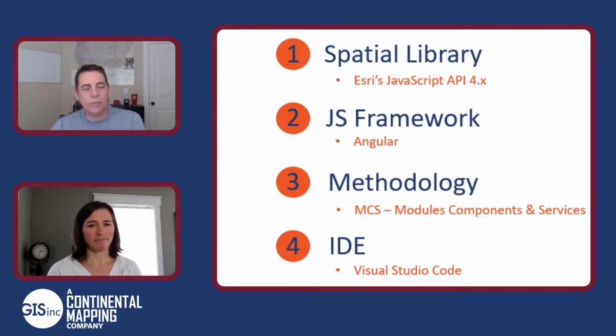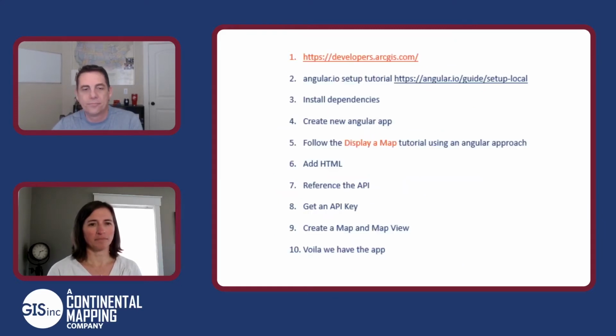Awesome, great. Okay, so we've established our spatial library, the framework, the methodology, the IDE. Now walk us through the steps that we're going to take in this whole process. Sure. We're going to start on the developer's website at ArcGIS, and then go into the Angular tutorial for a quick setup. We're going to install some dependencies that we'll need. We're going to create a new Angular app.